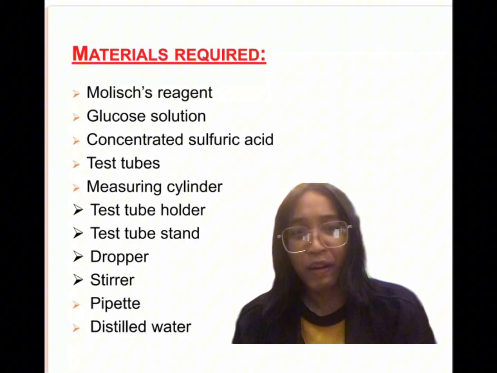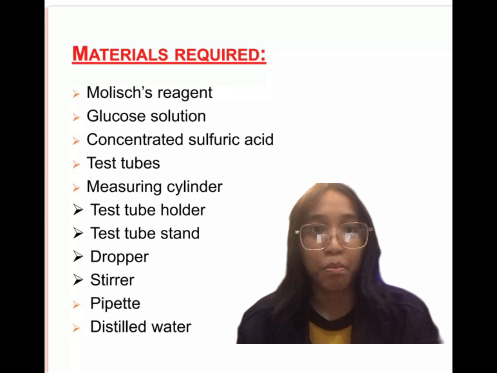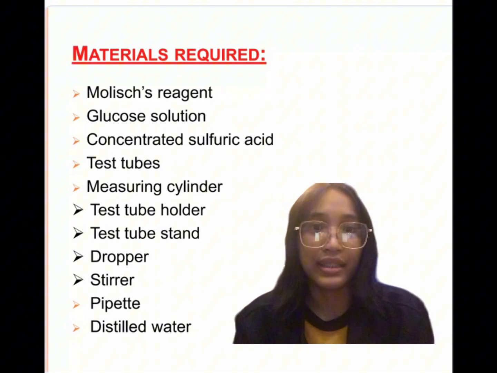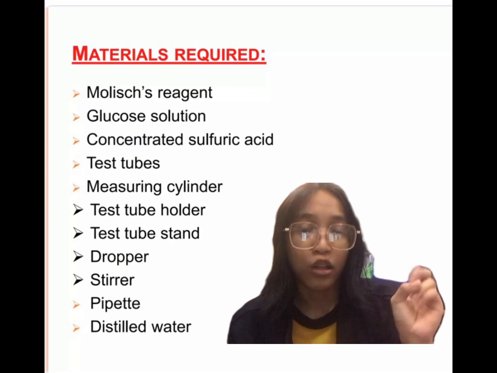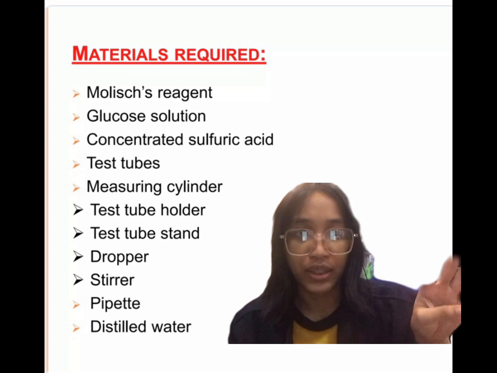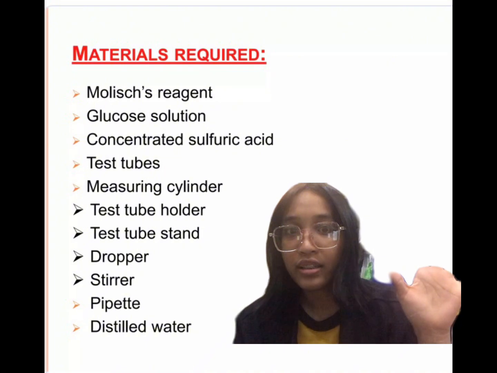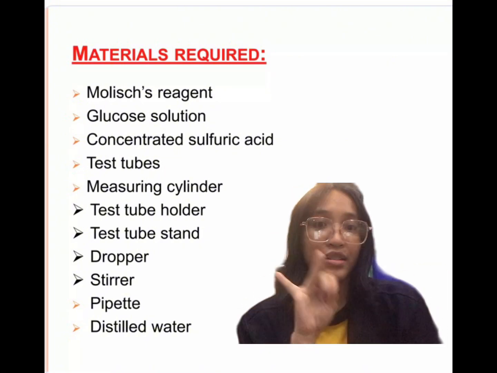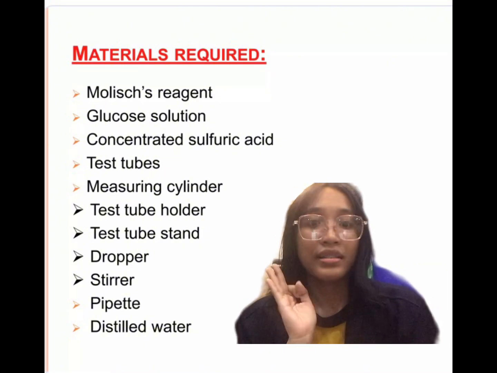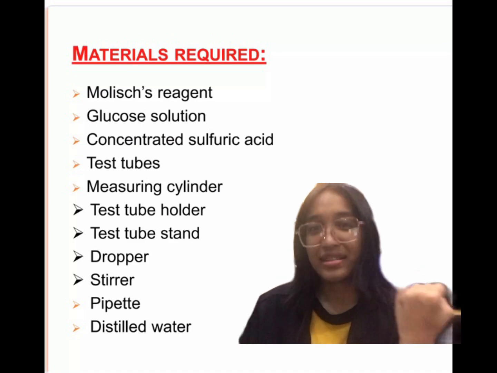So before the experiment, of course, we need some materials required. First is Molisch reagent, glucose solution, concentrated sulfuric acid, test tubes, measuring cylinder, test tube holder, test tube stand, dropper, stirrer, pipette, and distilled water.